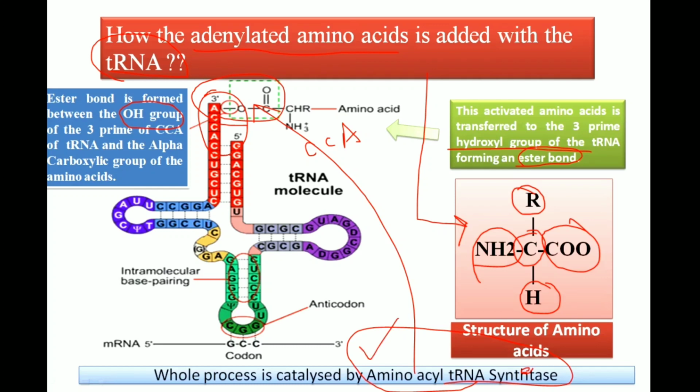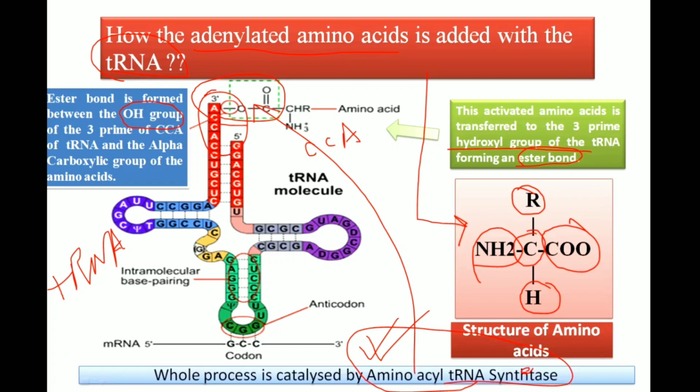This aminoacyl tRNA synthetase helps to catalyze the binding of the amino acid with the tRNA, and thus they can start the initiation complex. They can begin the initiation complex formation, and finally they can go on with the elongation process and carry out the process of translation. So this is how the process of tRNA charging is done in prokaryotes.